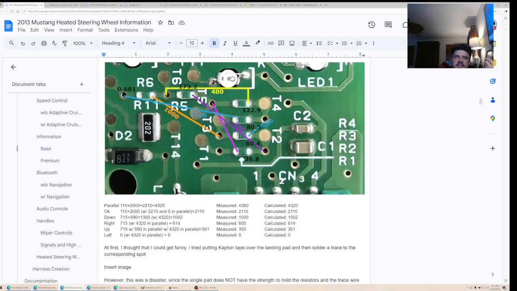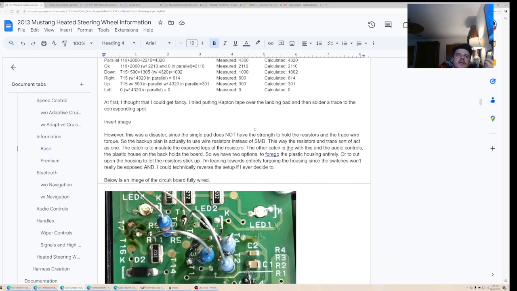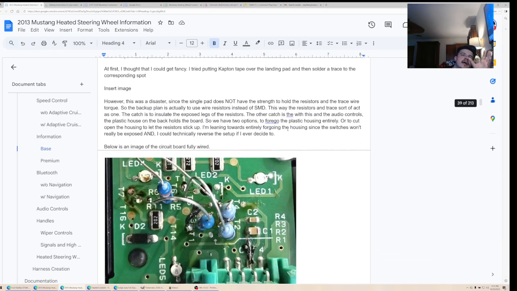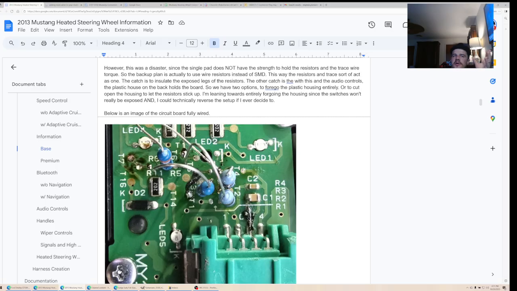After I did all of this installation, just so you guys know, this is what it ends up looking like. So I can see my first trace wire here. Okay, then I have my second resistor I talked about that goes back over here.